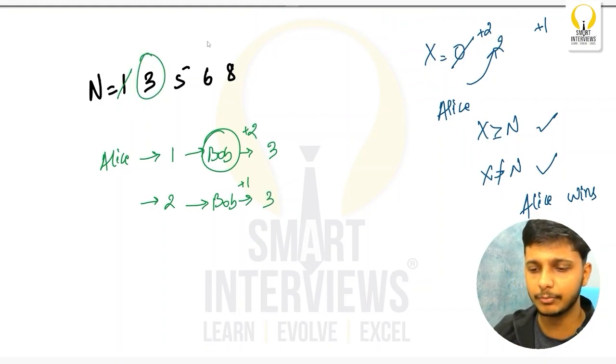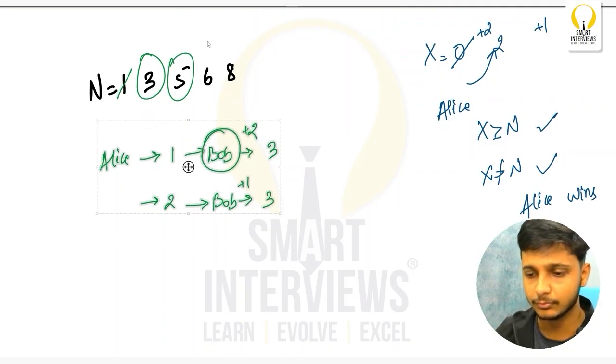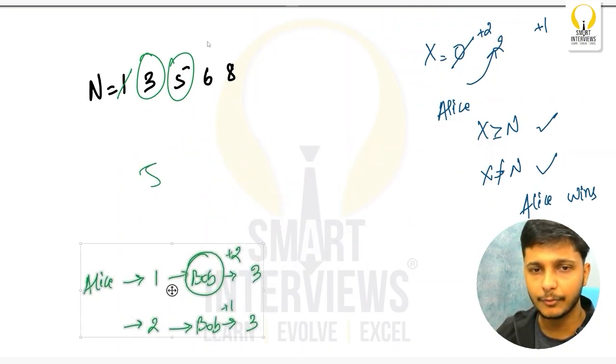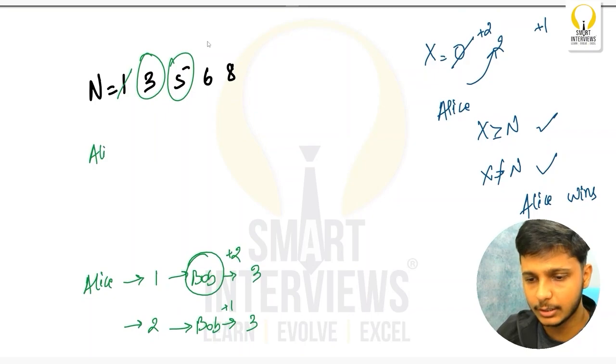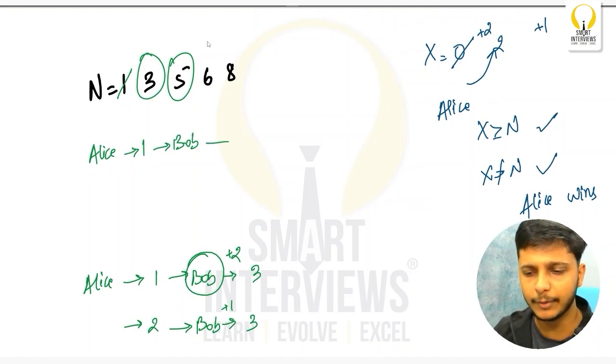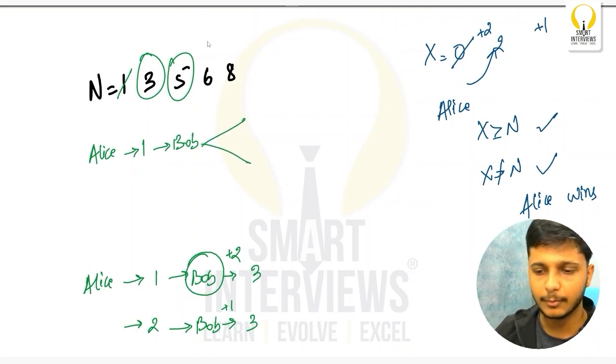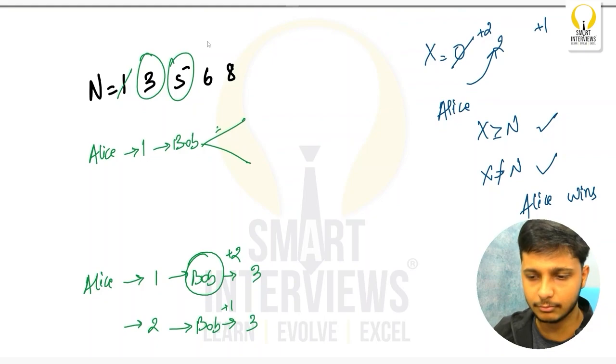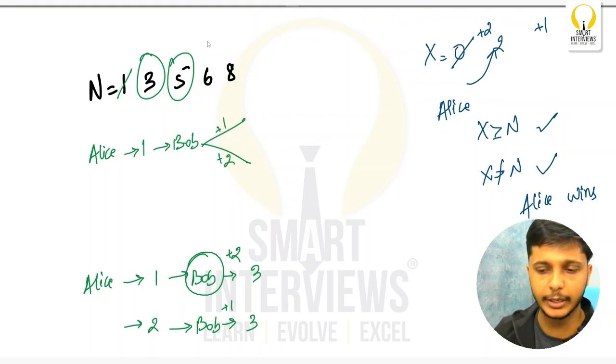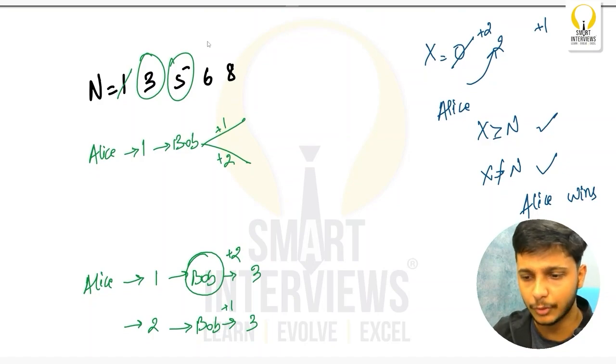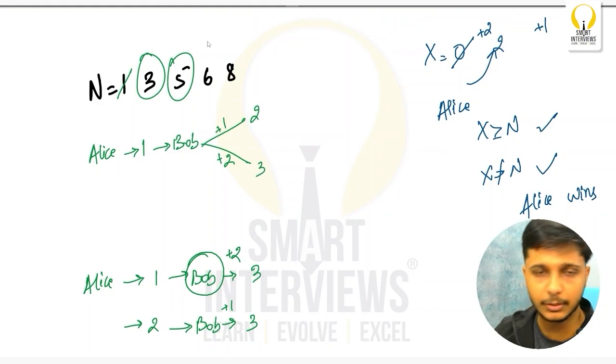Let's say the case is for 5. So Alice will start from 1 again. Bob has 2 options: he can do plus 1 or he can do plus 2. Now Bob wants to win, correct? So if he makes plus 1, the number becomes 2. If he makes plus 2, the number becomes 3.